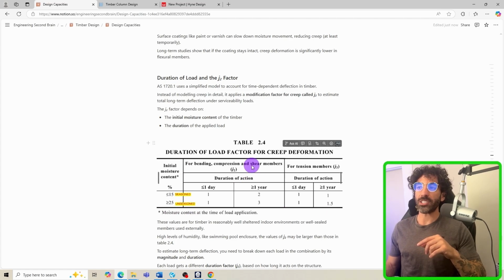For bending, compression, and shear members, J2 factor can vary from 1 to 3. If we're dealing with, let's say, a permanent load and it's a seasoned timber, J2 equals 2. If it's unseasoned timber, J2 equals 3.